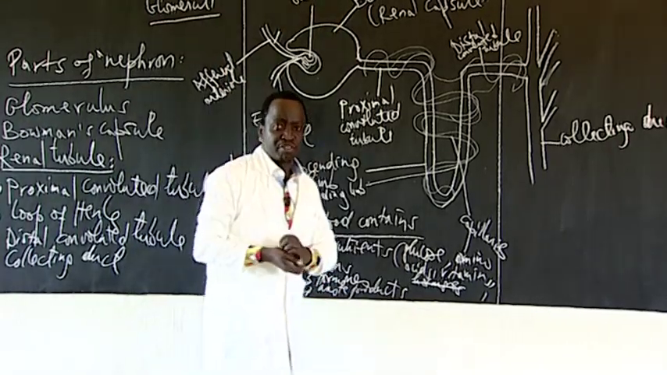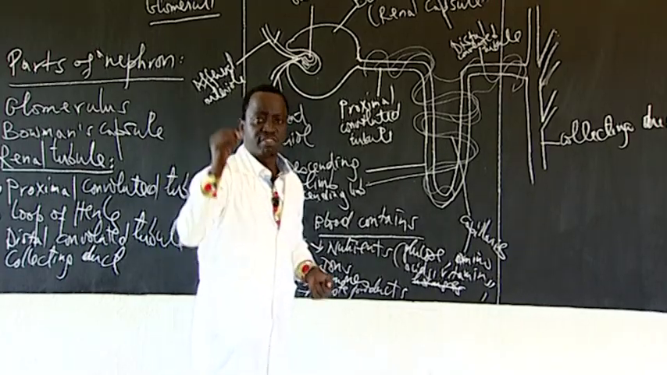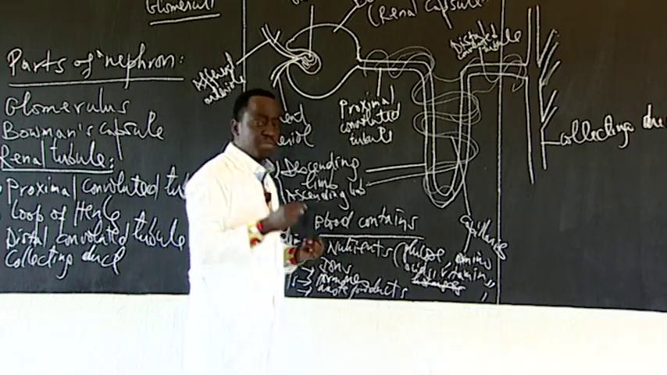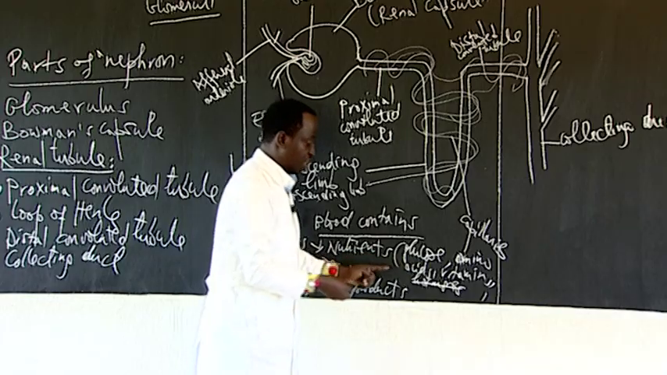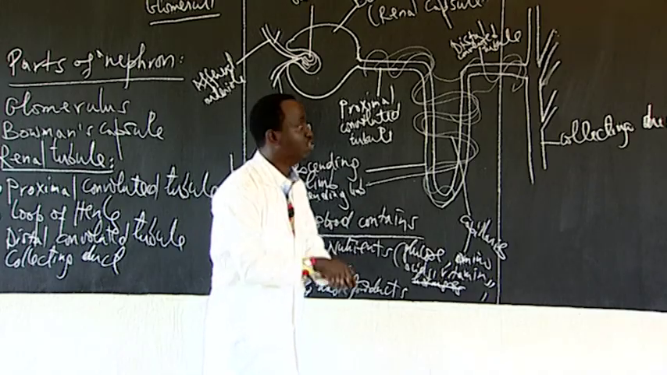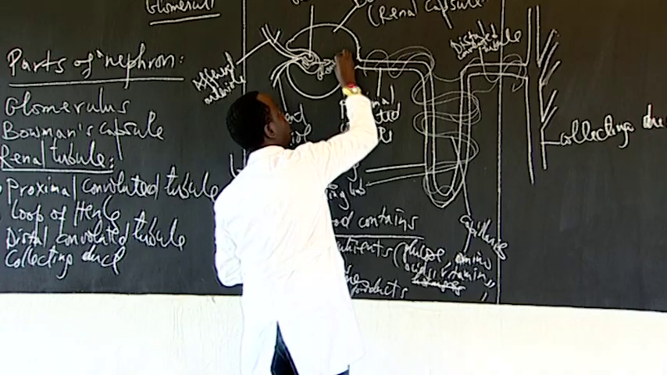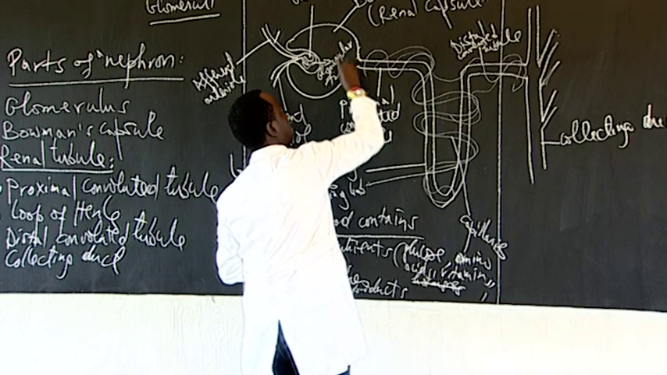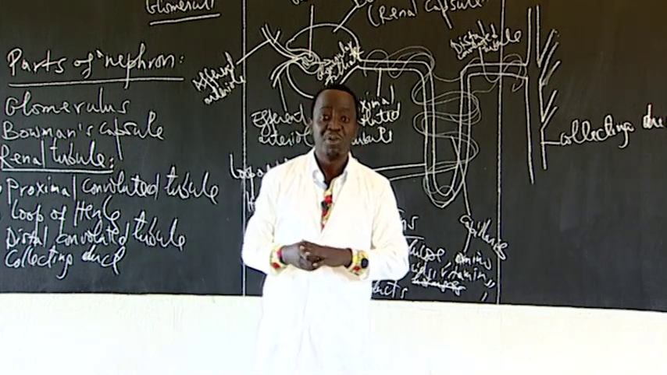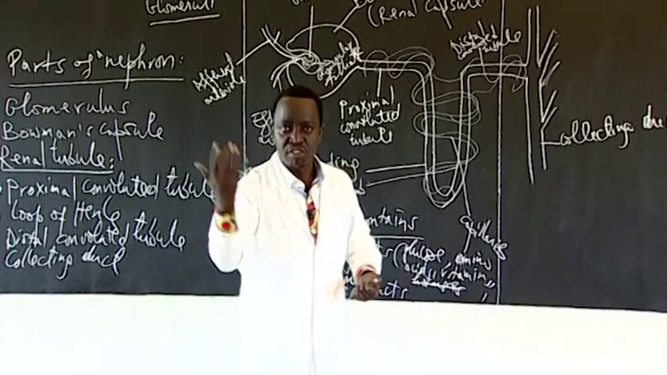So when the blood comes, it passes here. The smaller molecules that have smaller size have to cross the glomerulus. Those smaller molecules are like water, glucose, amino acids, vitamins, hormones, all they have to pass here. If they pass here, they form what you call glomerular filtrate. All smaller molecules pass across the glomerulus, which means the glomerulus is used as a filter. It is where filtration of the blood takes place.